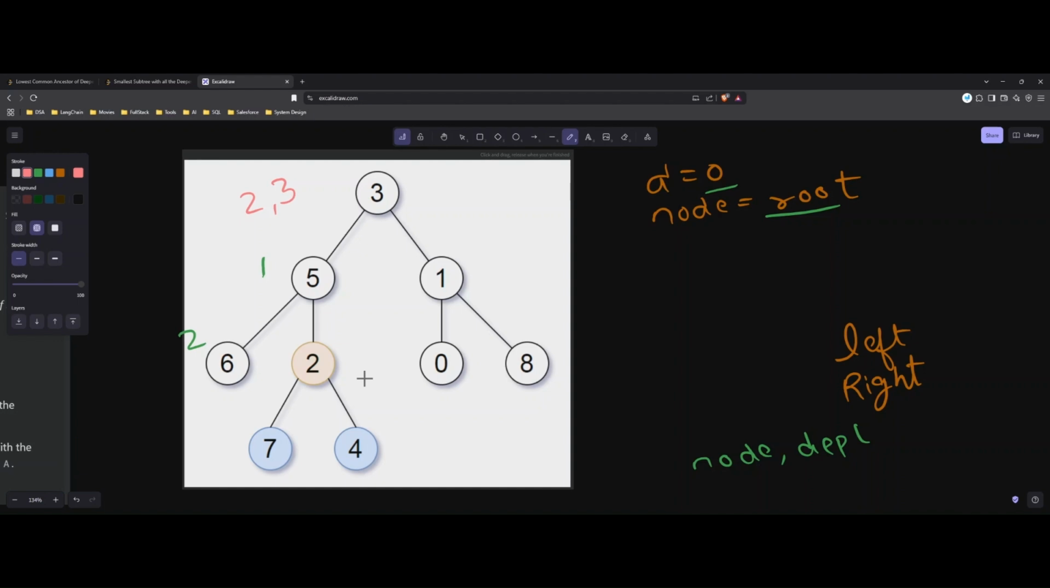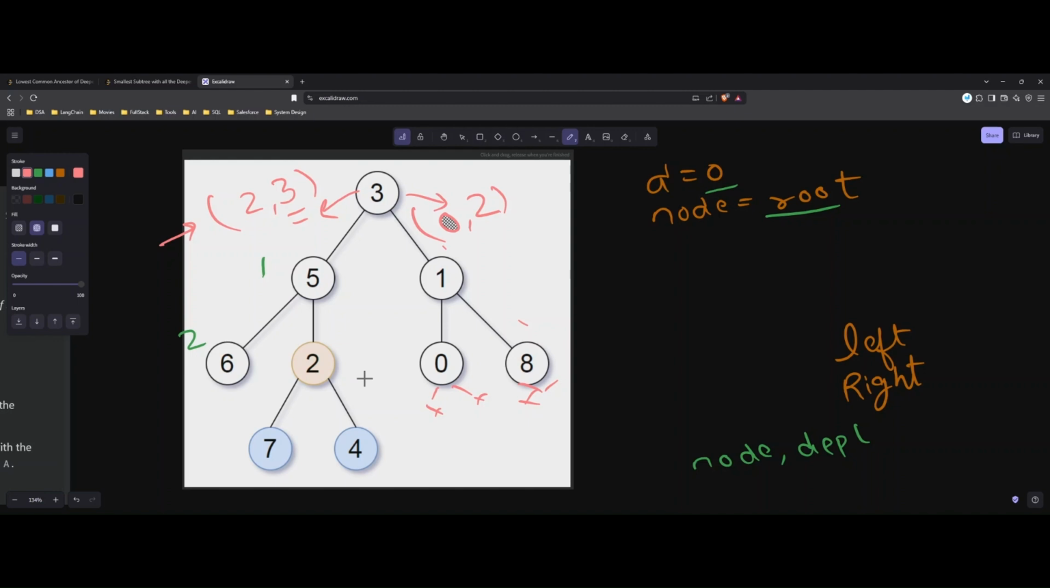But now when we are here, we also have to ask the right part of the 3. The left part is giving us the value 2, comma 3. Do we have anything greater than the depth 3? It will ask that, and we'll say that we don't have. We only have the depth 2, right? And the value can be anything like 0 or 2, whatever you take.